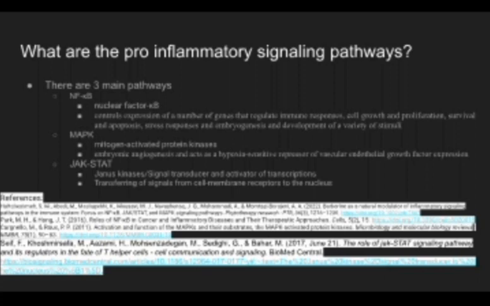NF-kB, or nuclear factor kappa B, controls the expression of several genes that regulate immune responses, cell growth and proliferation, survival and apoptosis, stress response, and embryogenesis and development of various stimuli. MAPK, or mitogen-activated protein kinase, is an embryonic angiogenesis factor that acts as a hypoxia-sensitive repressor of vascular endothelial growth factor expression. Finally, JAK-STAT, or Janus kinase/signal transducer and activator of transcription, transfers signals from the cell membrane receptors to the nucleus.